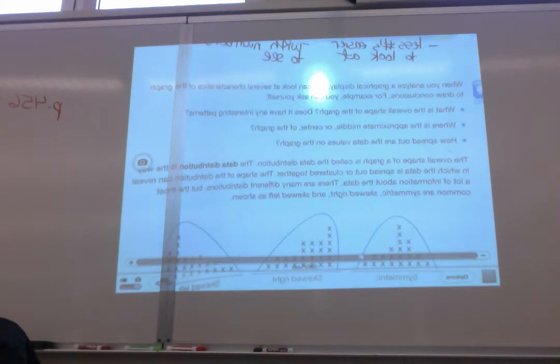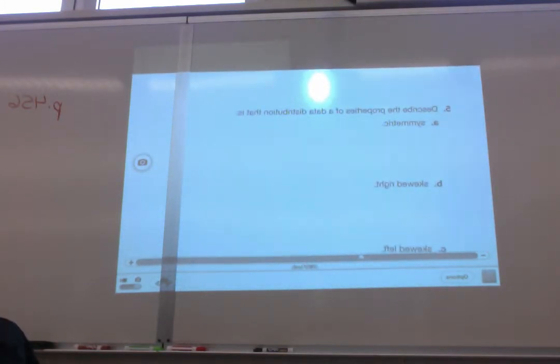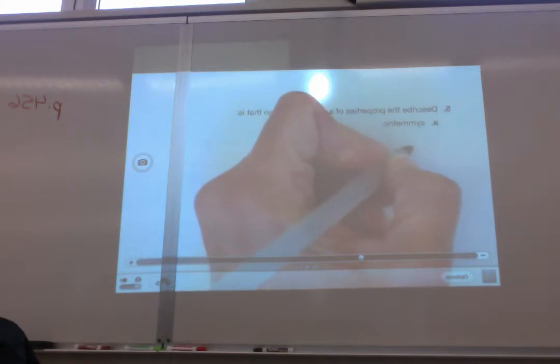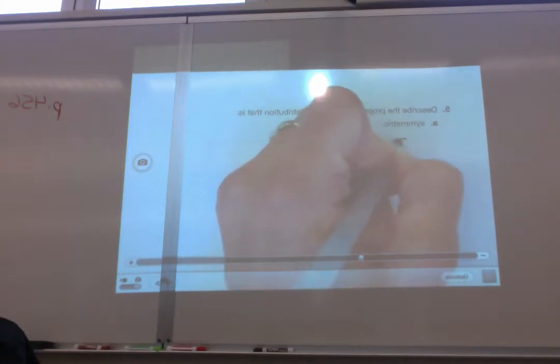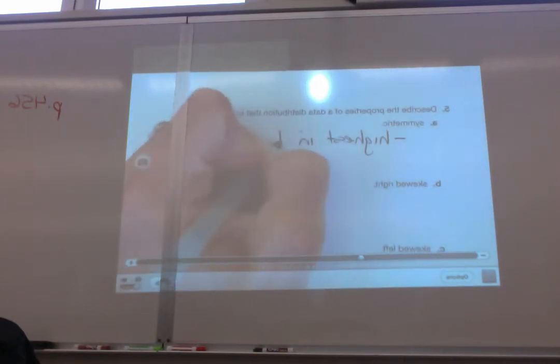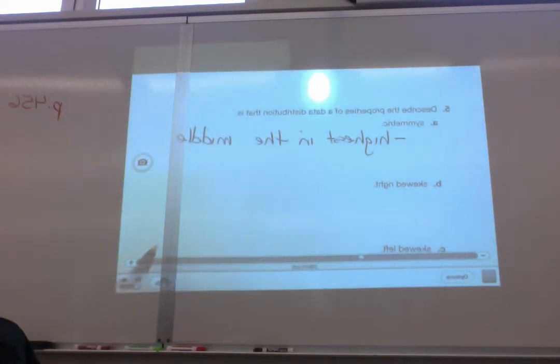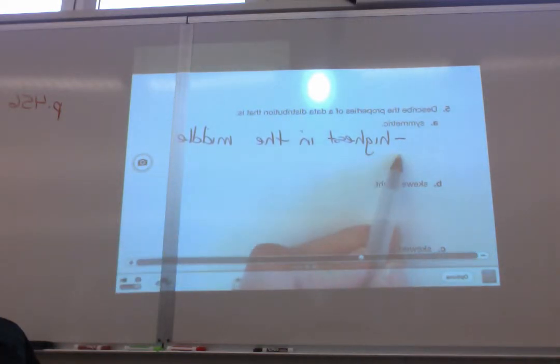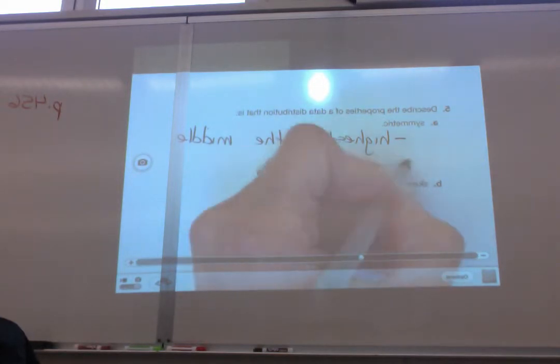Describe the patterns. So number 5, symmetric. When you're looking at symmetric, what do you see? When I hear the word symmetric, I think of a circle. Highest numbers in the middle. Now they're kind of in a circle, but I wouldn't really call this shape a circle. What else could we say about symmetric? Even on both sides. Thank you.